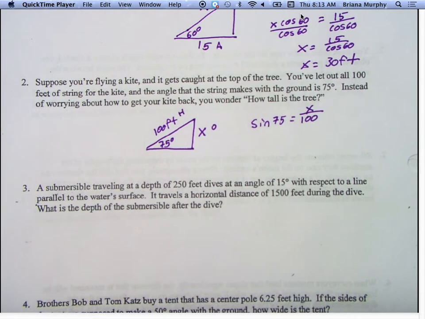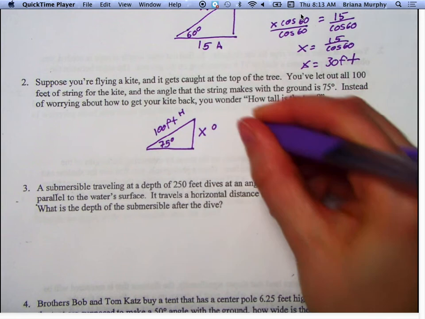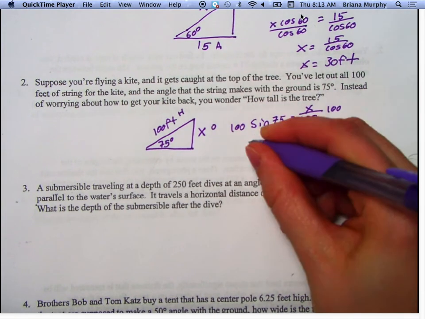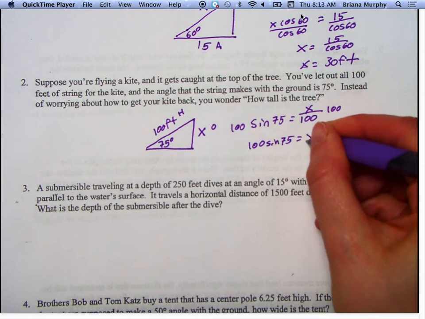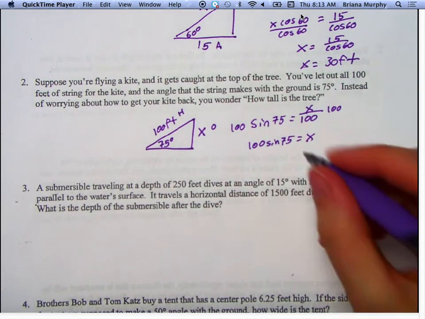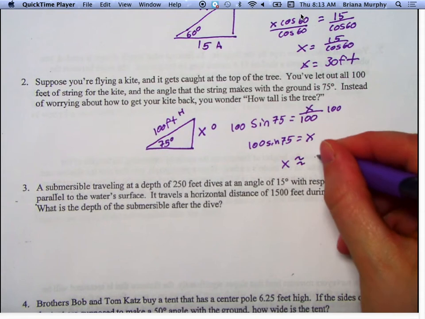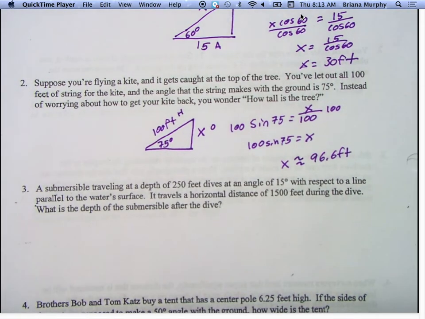How am I going to get x by itself? Multiply by 100. Good, good. So we stick that in our calculator, and what do we get, guys? I said 96.6. If you put 96.9, that would be fine. You get the same. Okay? 96 feet.